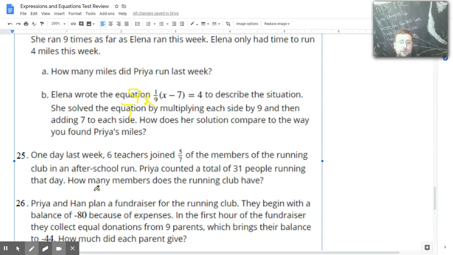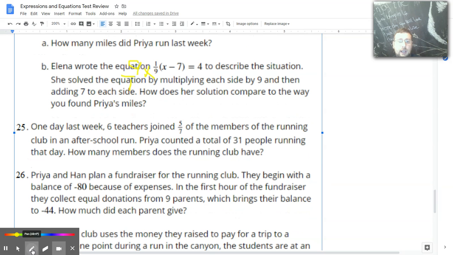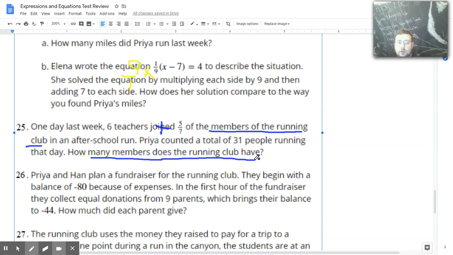But let's get back to 25, which is our next one that we have to work on. And if you think about this, we have 6 teachers joined, which kind of sounds like I'm going to be adding here, because there's joined, to 5/7 of the members of the running club, which is what I am actually looking for. And so this is my x. So I have 5/7 of x being added to 6, and then I end up with 31 total people. So if that's what's happening, I have a 2-step equation that I can use to solve.